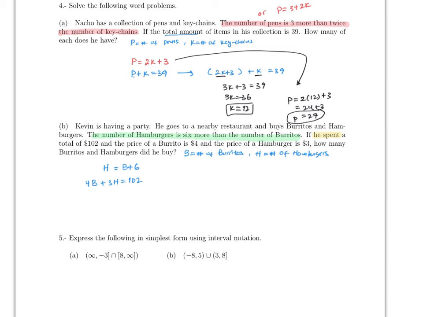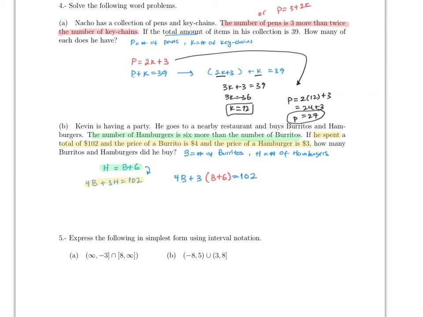That's what the third line says. This is how we get the second equation. And the one in green gives you the first equation. So now you have two equations. Since this one is already solved for H, you can just substitute in this one. So notice that here we have 4B plus 3H, but H is the same thing as B plus 6. And this is equal to 102.